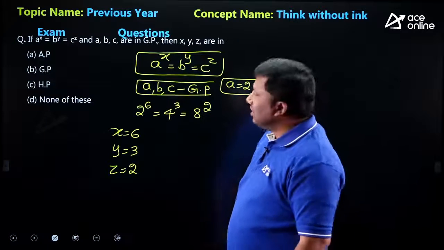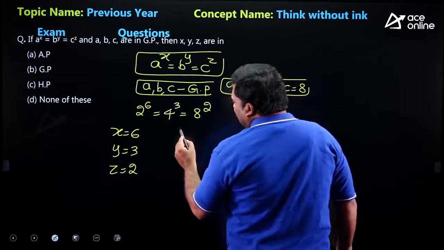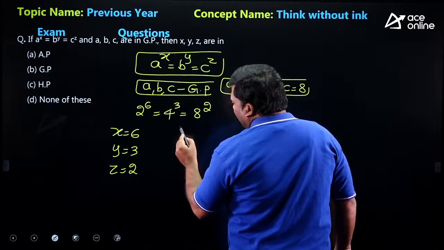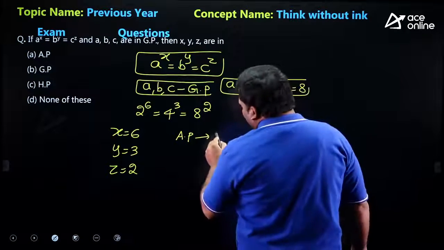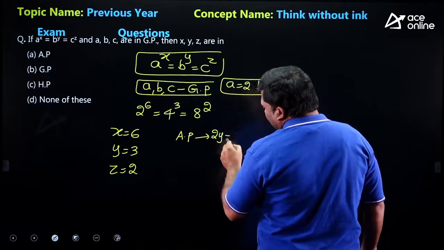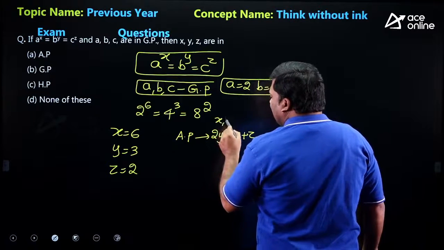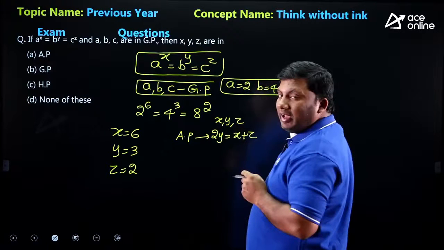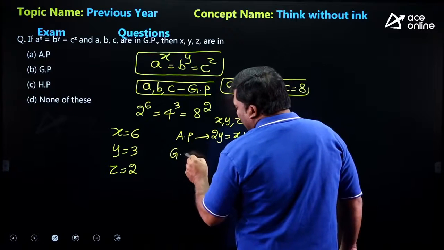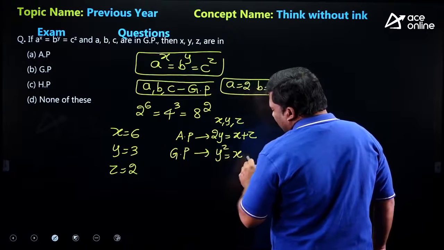What is he asking in the question? Then X, Y, Z are in what? What is the condition, sir? If 3 variables are in AP, twice the mid value is equivalent to the sum of the extremes. If X, Y, Z are in AP, 2Y is equivalent to X plus Z. If X, Y, Z are in GP, Y square is equivalent to X into Z.